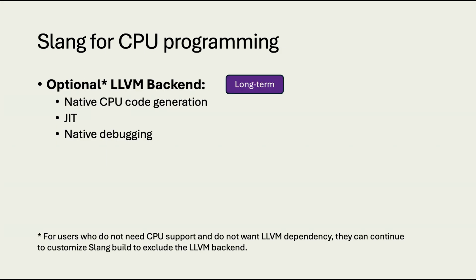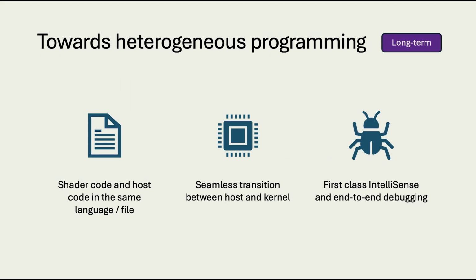And finally, we're considering adding an LLVM backend for Slang to support generating native CPU code and supporting JIT compiling and execution, and also provide a native debugging experience with LLDB and GDB. The reason we want to invest more in CPU programming is that we eventually want to evolve Slang into a heterogeneous programming language where the host side logic can call into the device side functions seamlessly without any boilerplate.